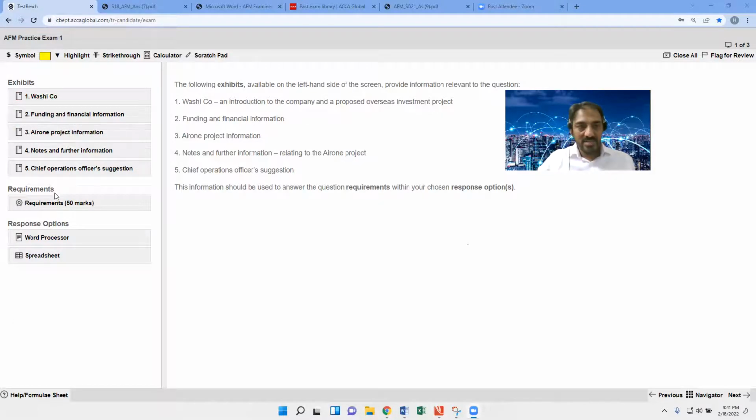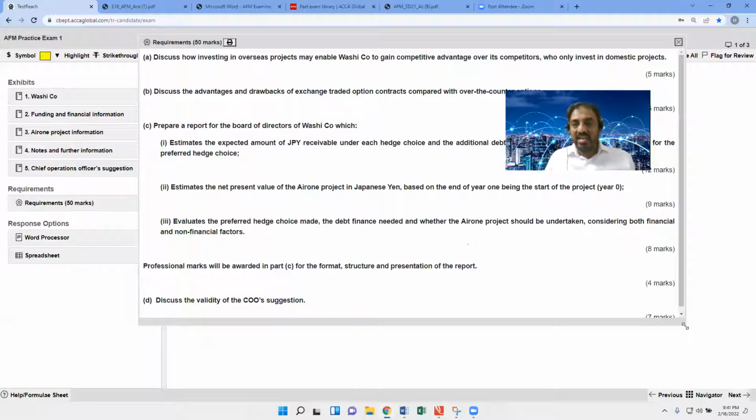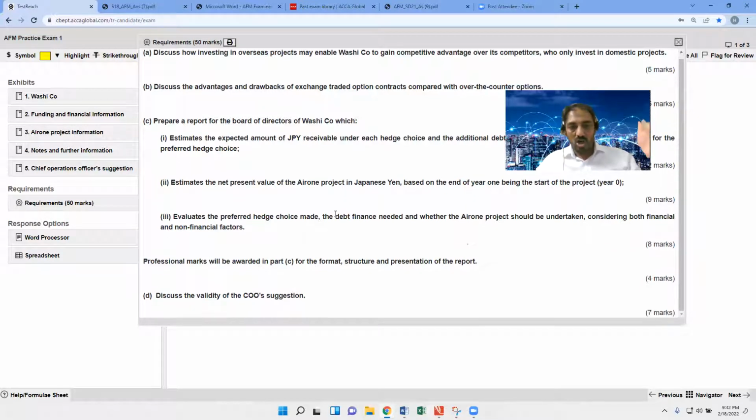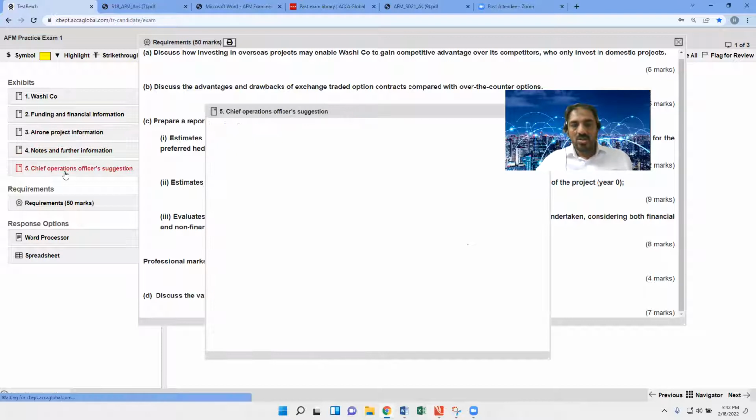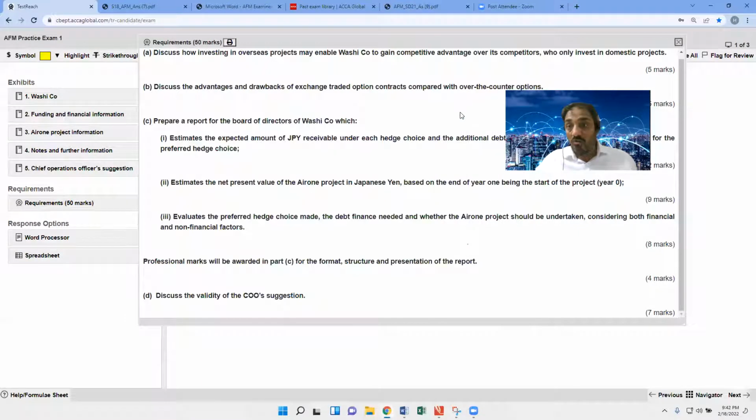The important thing is that this question is actually the integration of more than one syllabus area. That includes the foreign investment appraisal and also forex risk management, and something about the role of treasury management as well. The discussion about the treasury function: should it be centralized or decentralized?